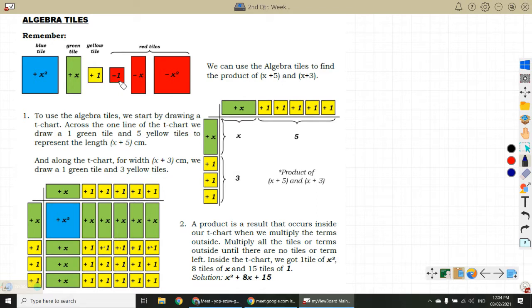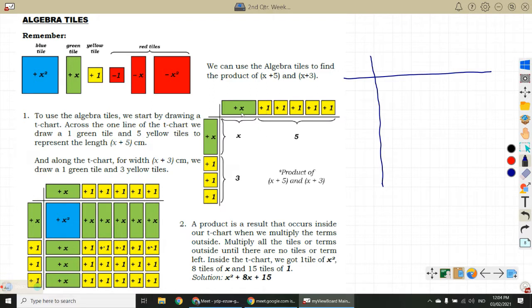So, for the red tiles, they are just the opposite of those tiles. Okay? So, as you can see, what are we going to do with these algebra tiles when we multiply? When multiplying, we have to use algebra tiles. We start by drawing a T-chart. This one, yung pinakita niya, is a T-chart. You call this one a T-chart.